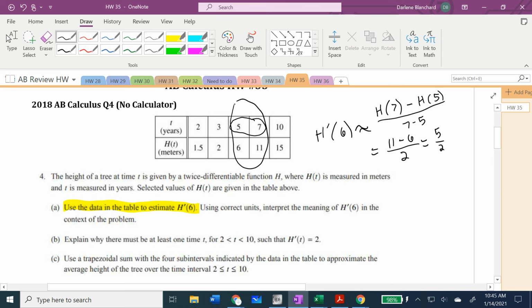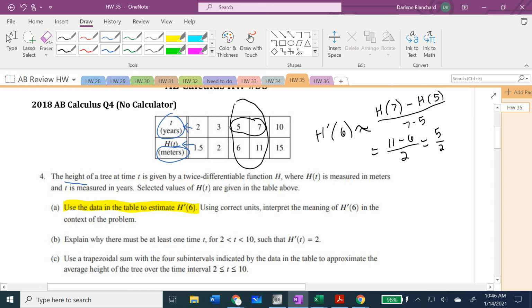All right. It then goes on and says, using correct units, interpret the meaning of h prime of 6 in the context of the problem. So you want to explain this as if you were talking to someone who knows nothing about calculus. If h represents the height of the tree in meters, and t is representing time in years, h prime of 6 is telling me how quickly the height changes with respect to time in years.